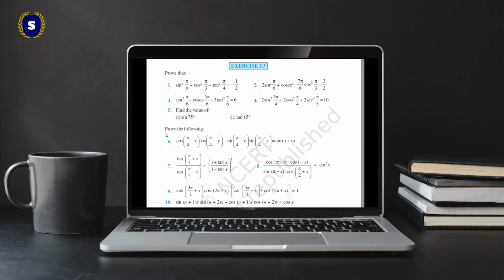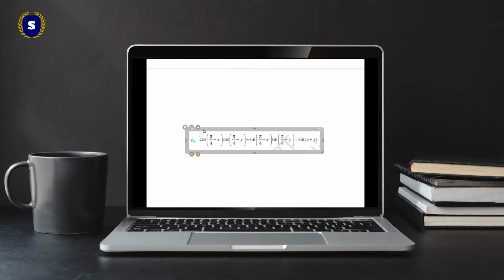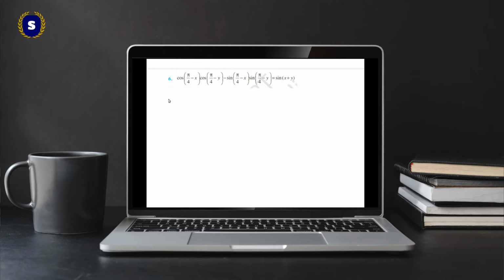Question number 6. Let pi by 4 minus x be equal to A, and pi by 4 minus y be equal to B. So the LHS becomes cos A cos B minus sin A sin B. Okay, we know this is an identity of cos A plus B. So this will become cos A plus B.